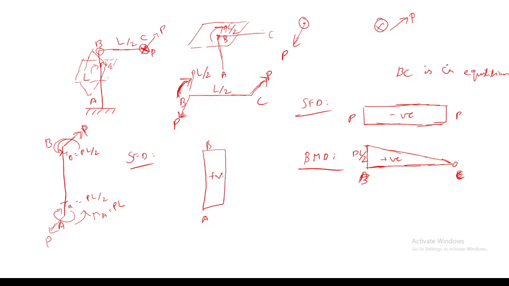Okay, and its magnitude will be equal to P. And what will be the bending moment diagram? I will draw it here. Bending moment diagram for member AB. Whether it will be positive or negative. Positive. Why? Back surface gets contracted, so it will be positive.